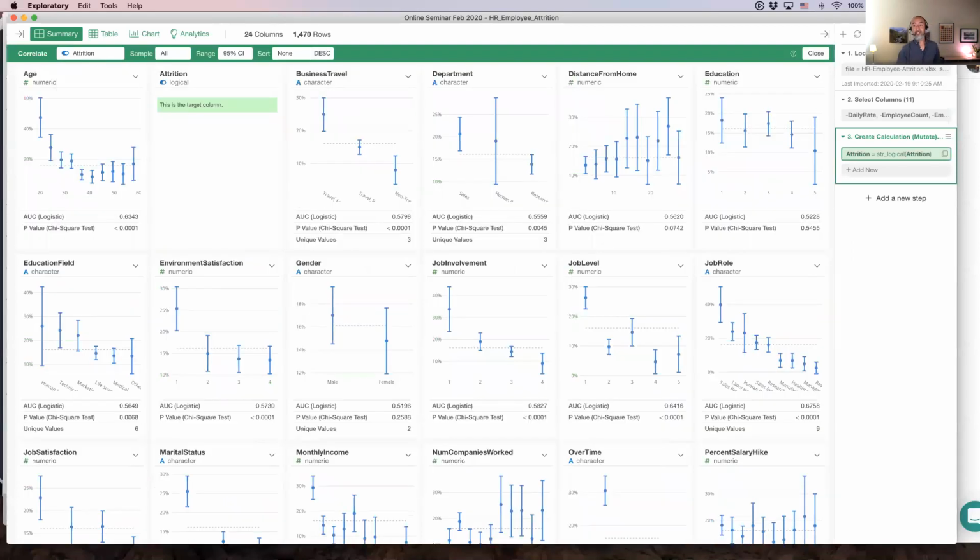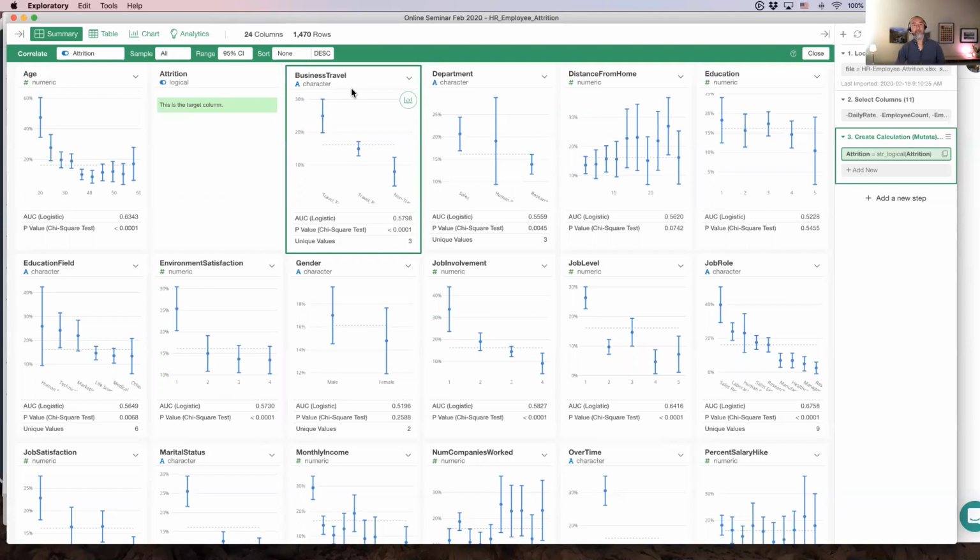This is a column that we just converted to logical, right? And in order to be able to select this one, it has to be either numerical or logical. In the last episode, we focused on the numerical. This time, we're going to focus on this logical data type column or variable. So now what we are seeing is a relationship between attrition and age, attrition and business travel, and so on.